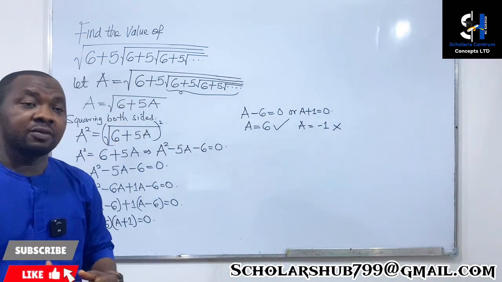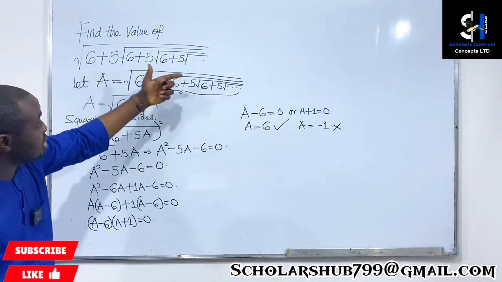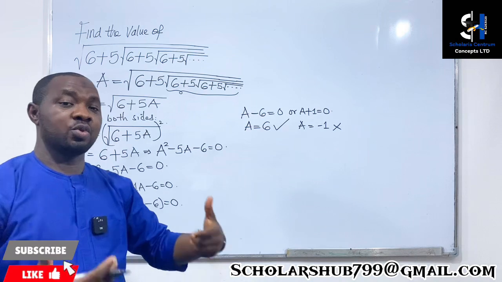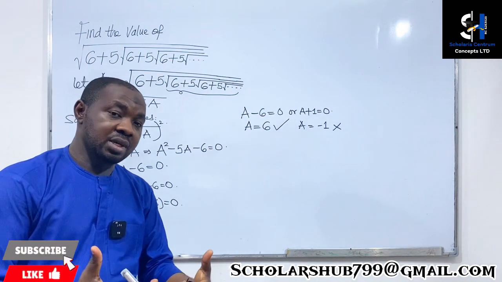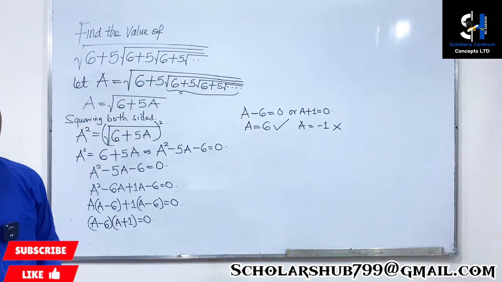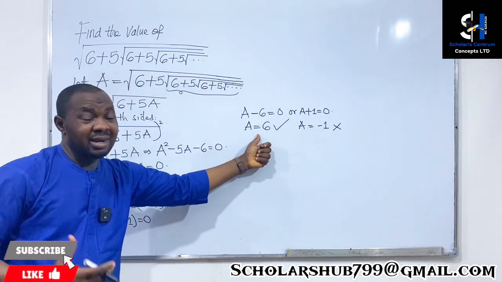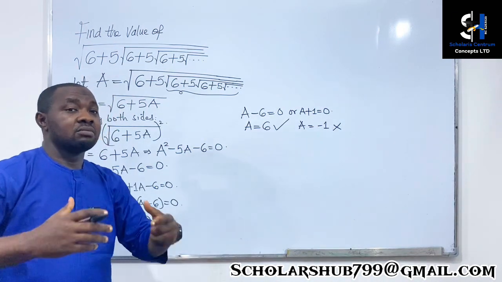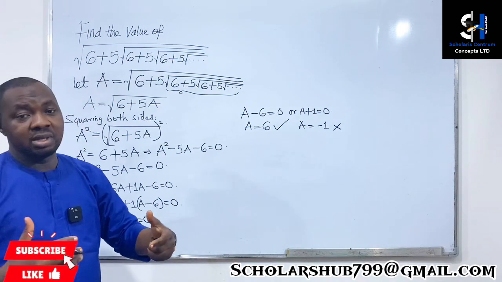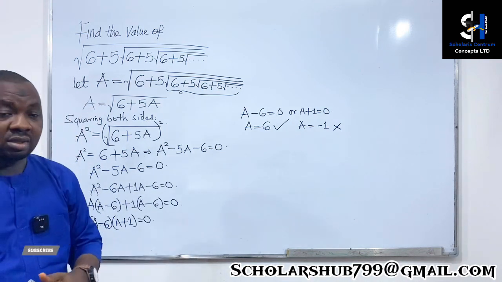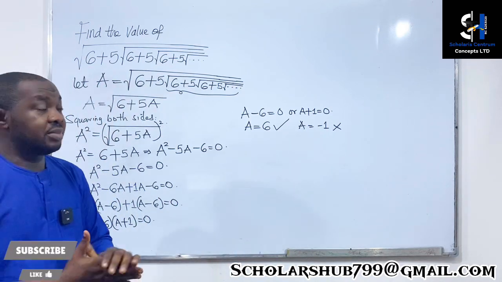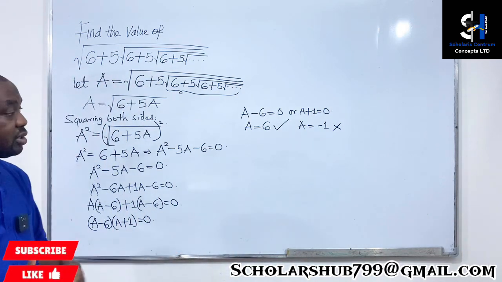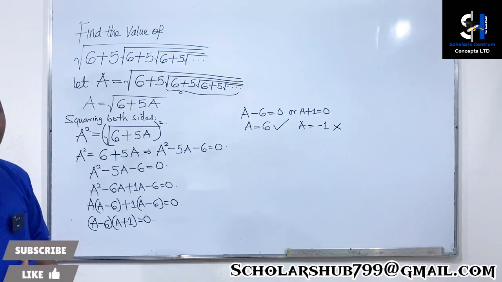So that means the value of this nested expression, which is when we have one or more similar expressions embedded within the given expression, is 6. And like I said, we can also have different expressions embedded within the given expression, and that's also a case of a nested expression. So the value of A is 6.